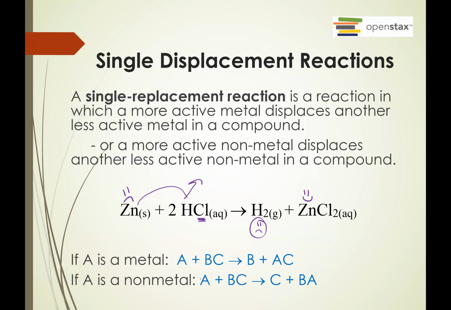Okay, so let's look at another one. So here we are, if A is a metal, because A is going to be positive, it kicks out positive. If it's a non-metal, negative kicks out negative. We're going to practice that. Just remember, positive kicks out positive, negative kicks out negative. Okay, let's look at one of these.